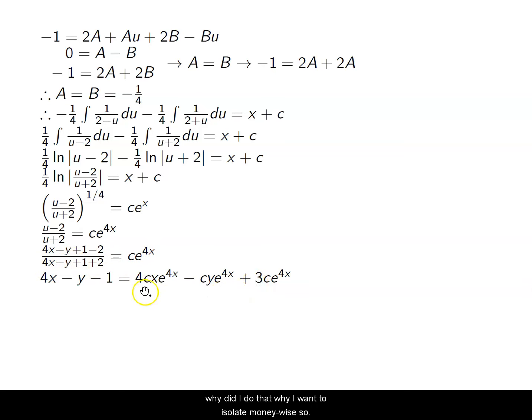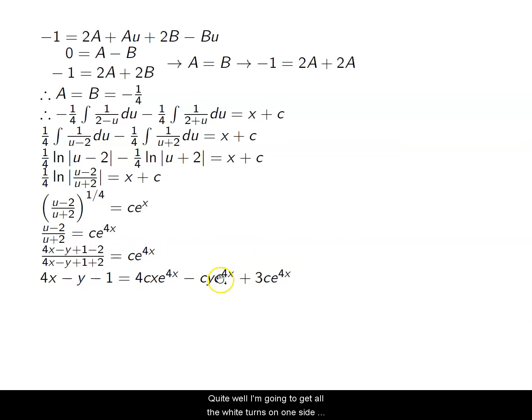So why did I do that? Well, I want to isolate my y's. So if I just kept c e to the 4x as a common factor on the outside, I'm not going to be able to get to my y's until I distribute that in anyways, right? So I'm just skipping a couple of algebraic steps here because this is diffy q. You should be able to follow quite well.